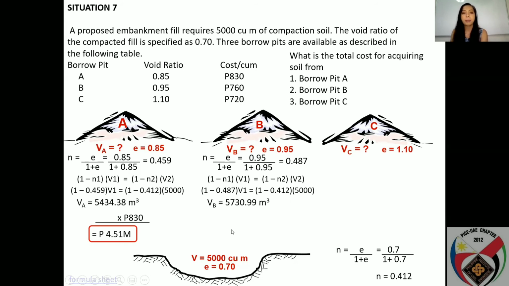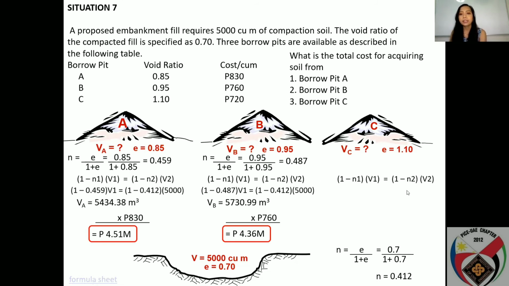Yun yung required mo para ma-match mo yung required fill. And then, like what we did on the first borrow pit, kunin lang natin yung cost per cubic meter for borrow pit B, which is 760. Which is, wala pang nagsasabi ng correct answer. Ayan, meron na. Which is 4.36 million pesos. Alright?